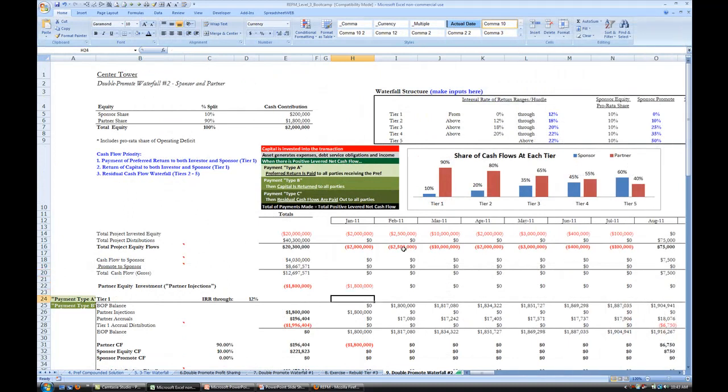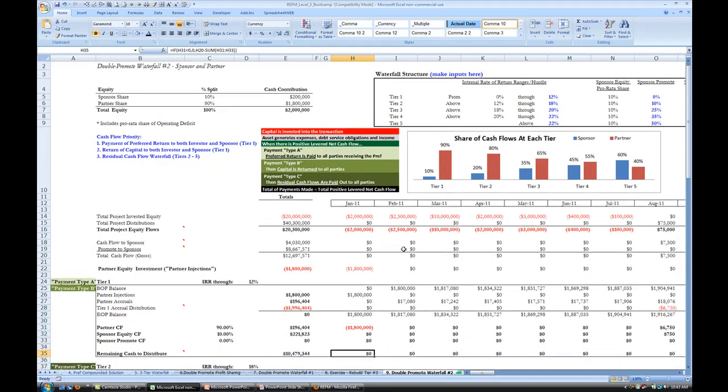In row 35, it looks to see if there is any cash flow to the top level sponsor to determine at Tier 1 if there is any remaining cash to distribute, or in fact flow, to Tier 2.